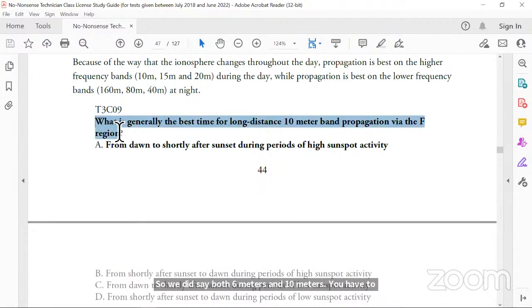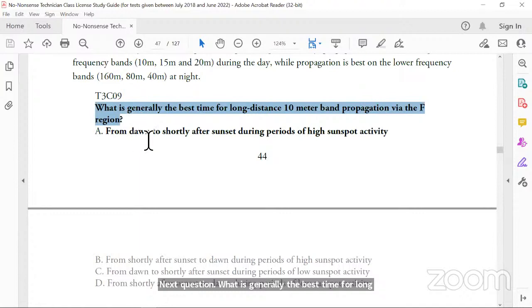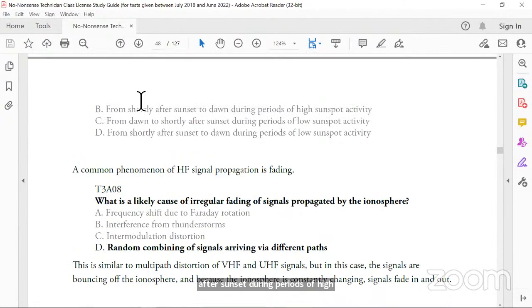Next question. What is generally the best time for long distance 10 meter band propagation via the F region? So we did say that's during the daytime when you have high sunspot activity. So that's from dawn to shortly after sunset during periods of high sunspot activity. Okay, so notice the other options that they have here to try to tie you up, right?